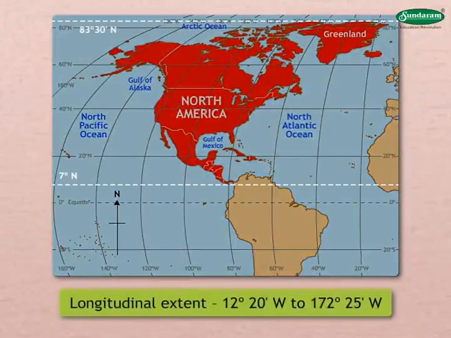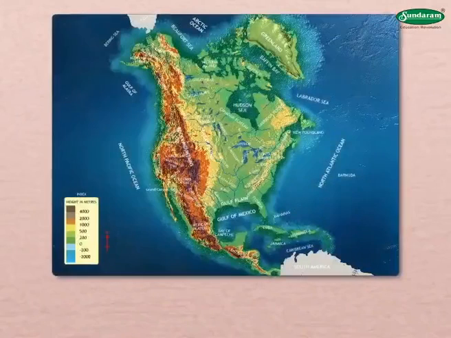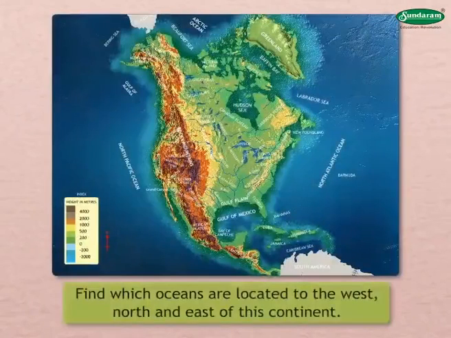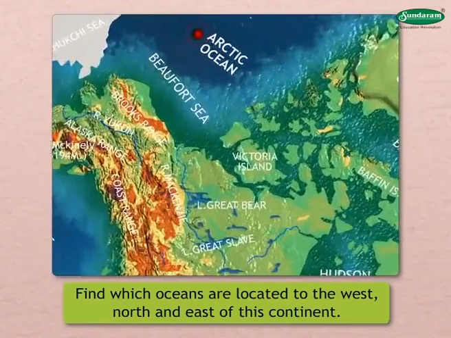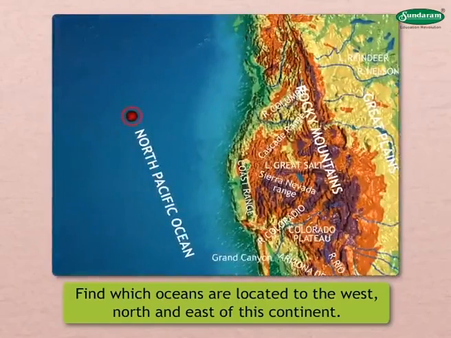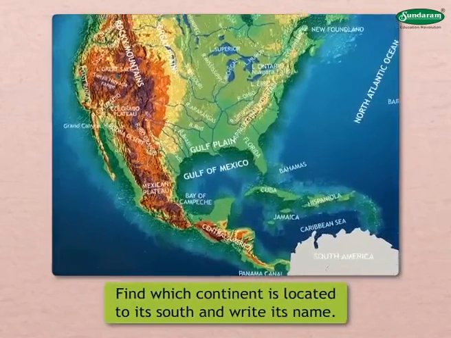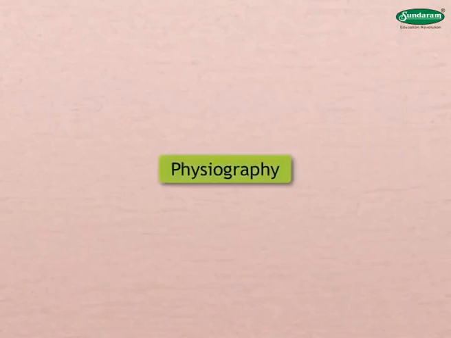whereas its longitudinal extent is from 12 degrees 20 minutes west to 172 degrees 25 minutes west. Let us see the color map and find which oceans are located to the west, north and east of this continent. Arctic Ocean, Atlantic Ocean, Pacific Ocean. Find which continent is located to its south and write its name. Continent of South America.